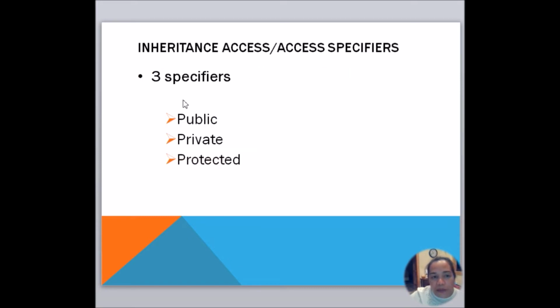So we have three specifiers. Public: members of a class are accessible from outside the class. And the next one is private: members can only be accessed within the class. And the third is protected. It is similar to private, but it can also be accessed in the inherited class.